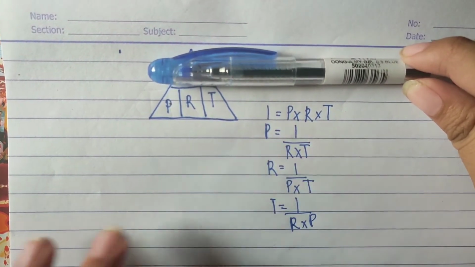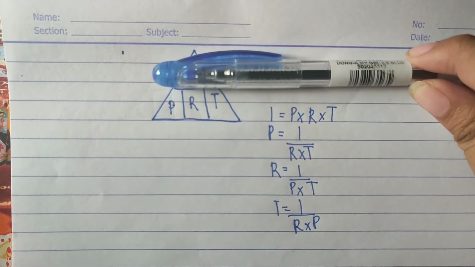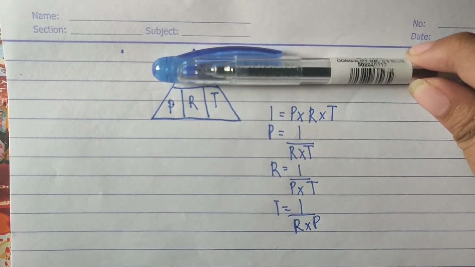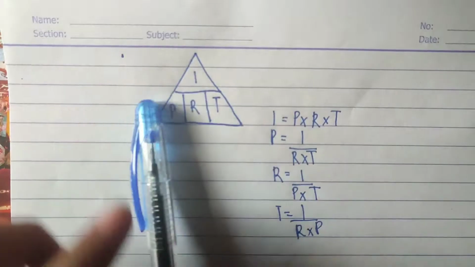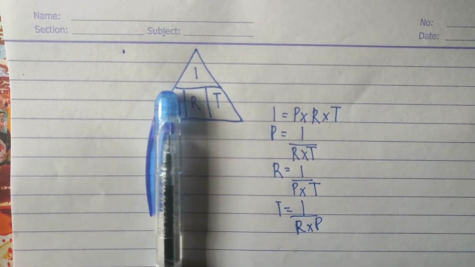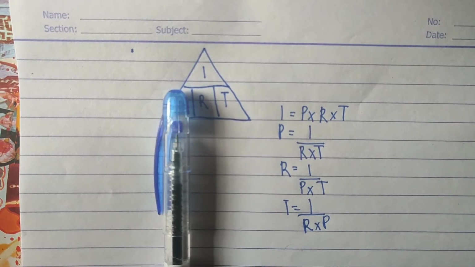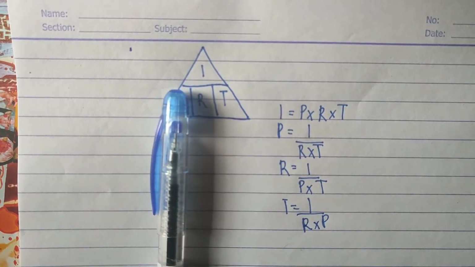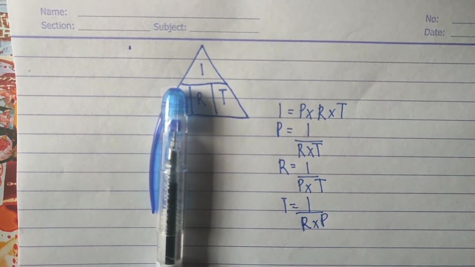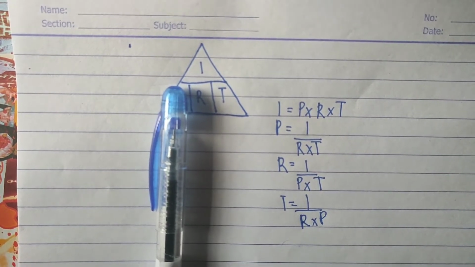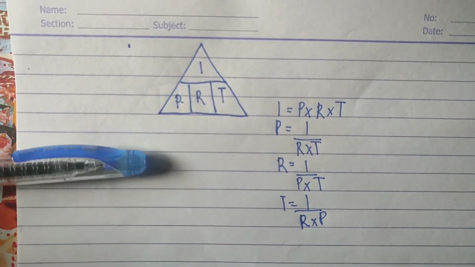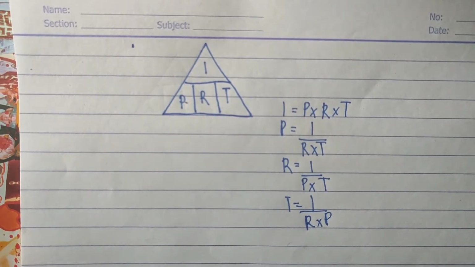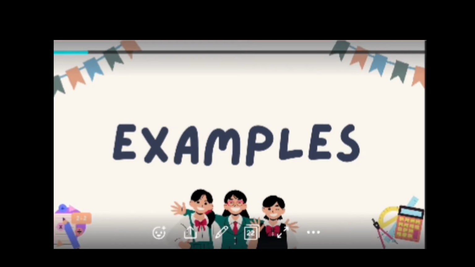Eto na siya. Tapos ganun din yung gagawin natin sa ibang letters. Kunwari naman sa principal, ang tatakpan naman natin ay ang letter P. So, ang natira na lang ang I, R, at T. So, ang formula niya ay principal is equals to interest divided by rate times time. Ganun din yung gagawin natin sa iba pang letters. So, naghanda ako ng mga example para mas matutunan pa natin ang simple interest.